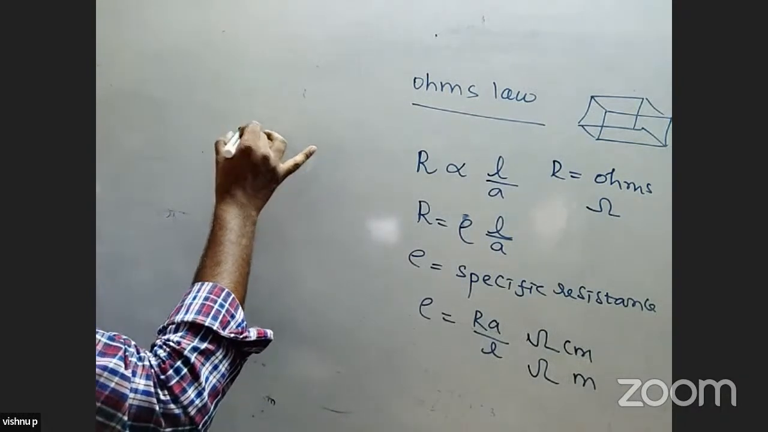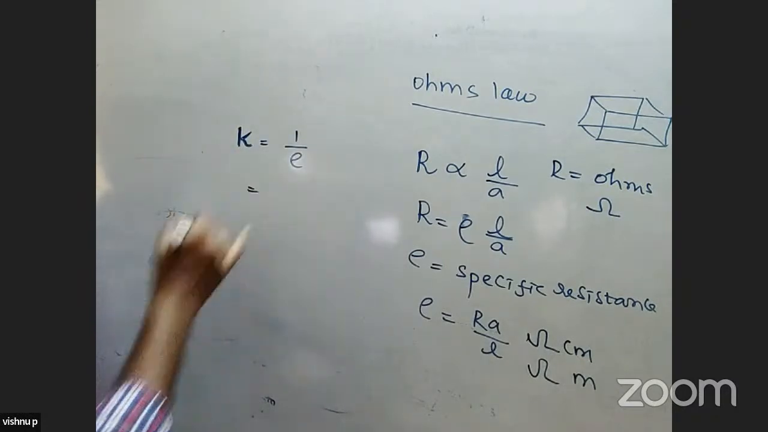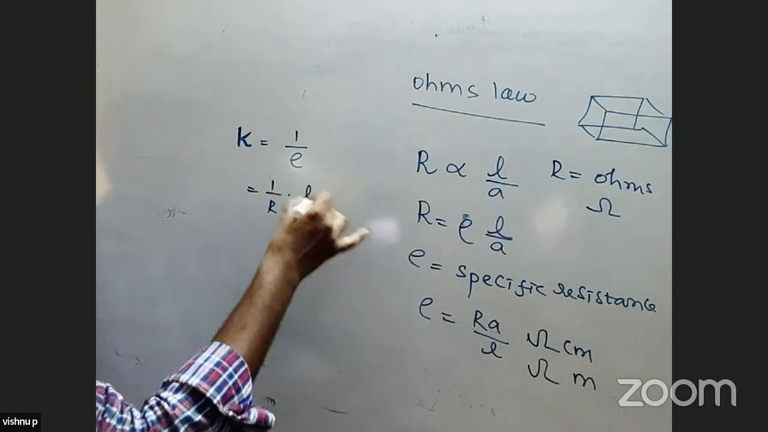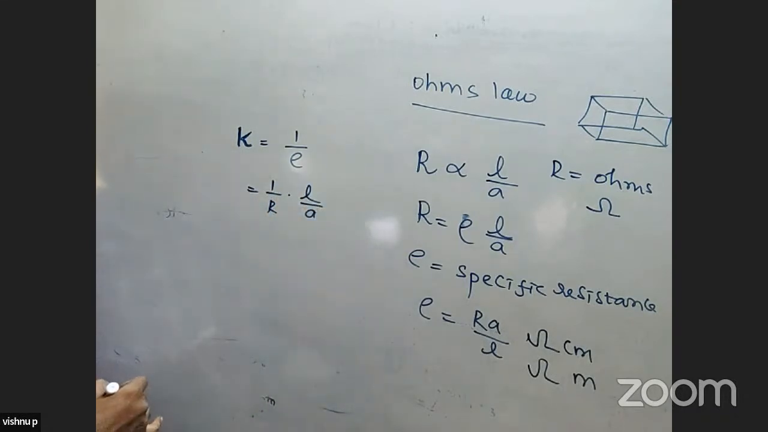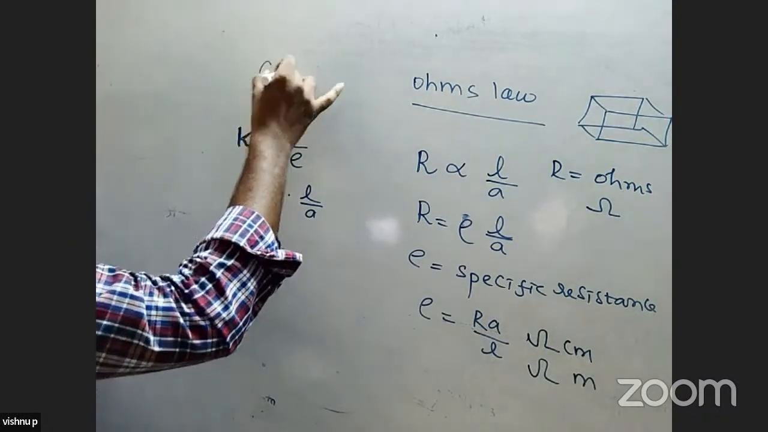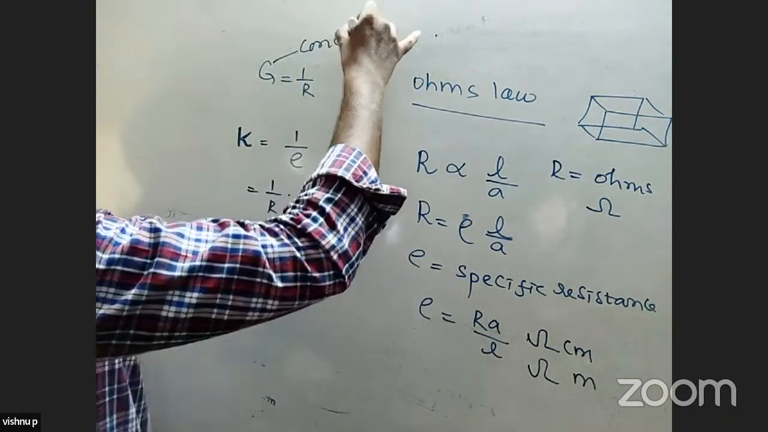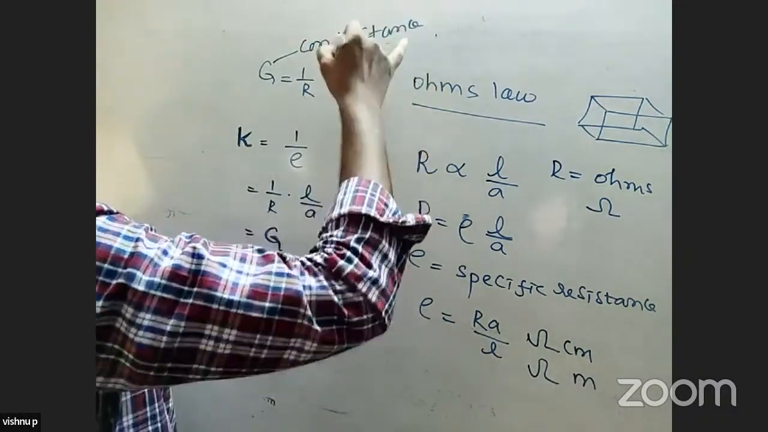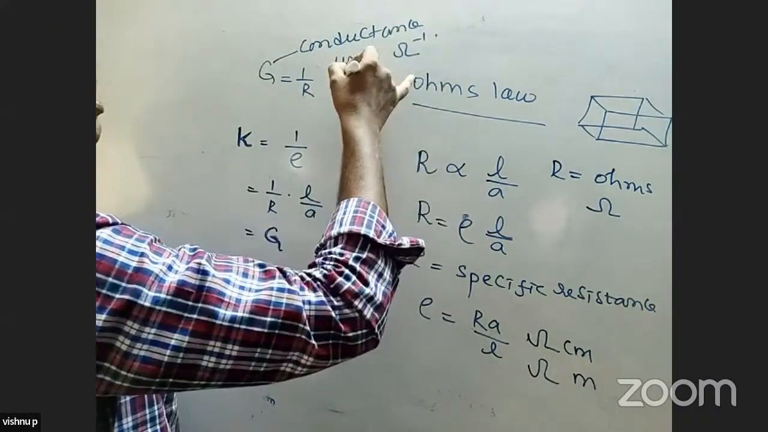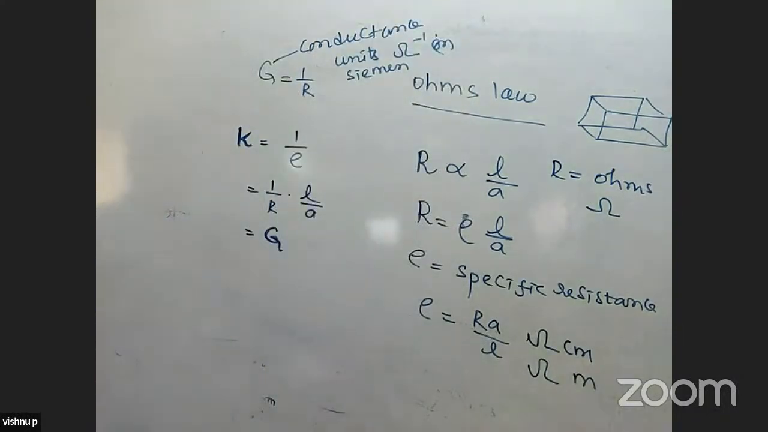It is called specific conductivity, that is equal to 1 by rho, or we can write 1 by R into L by A, and 1 by R we can write as G, because G is equal to 1 by R. What is G? This is called conductance. What are the units? Reciprocal of ohm or Siemens. These are the units of conductance.